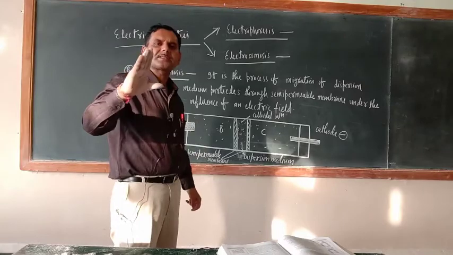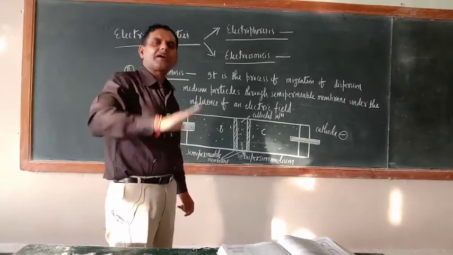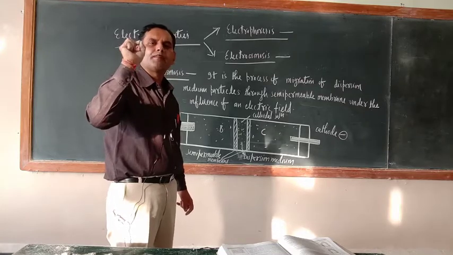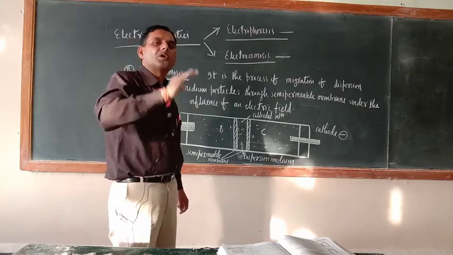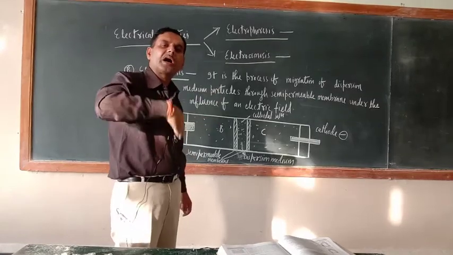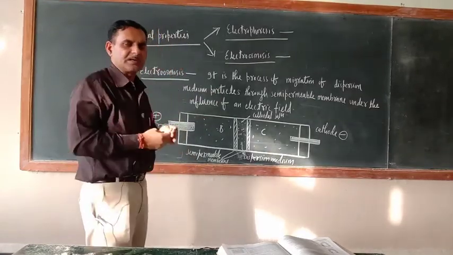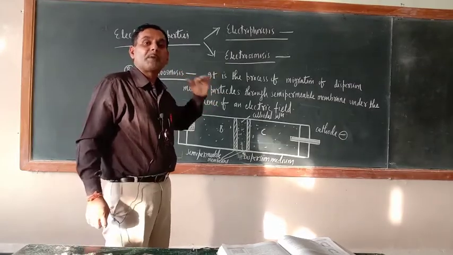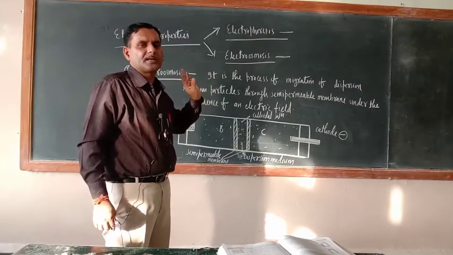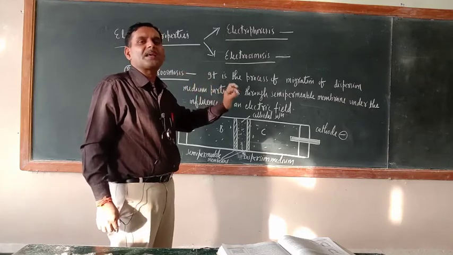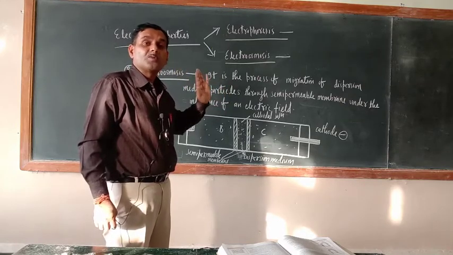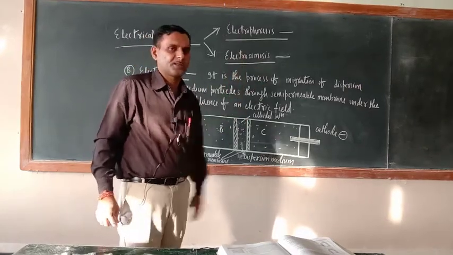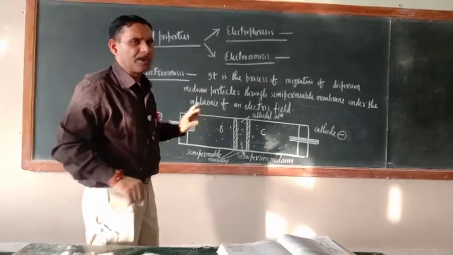Osmosis is the process of migration of solvent particles through a semi-permeable membrane from a low concentration solution to a higher concentration solution. Once again, listen carefully. What is osmosis? Osmosis is the migration of solvent particles through a semi-permeable membrane from a low concentration solution to a higher concentration solution. That is the definition. Now just see.